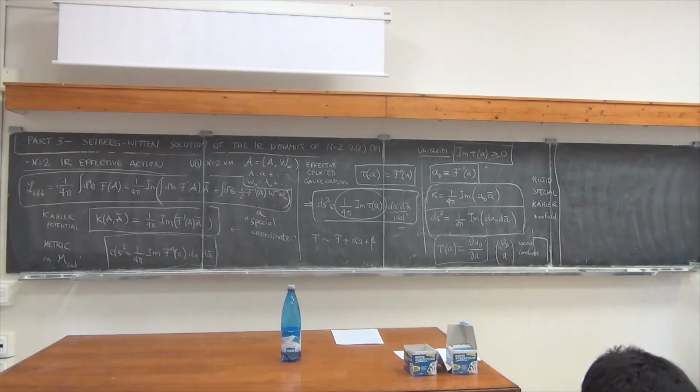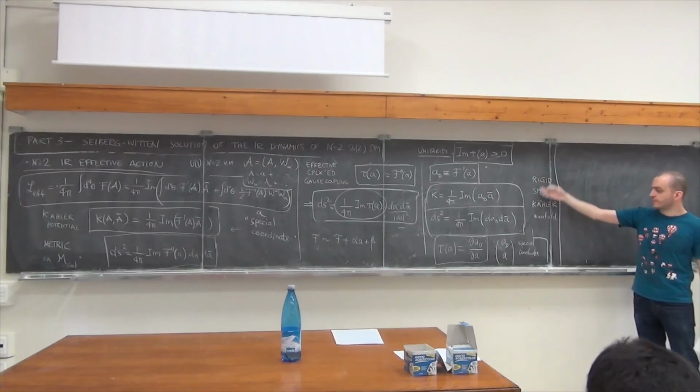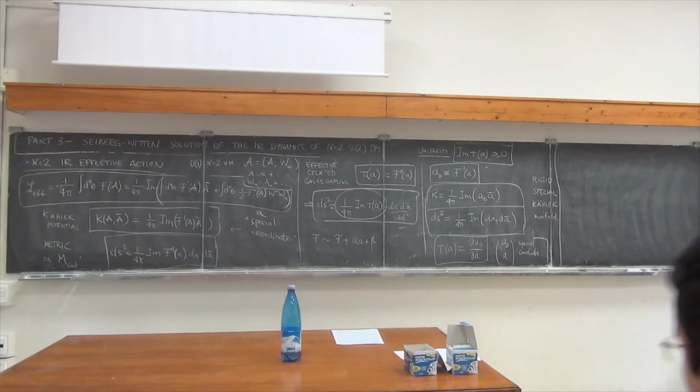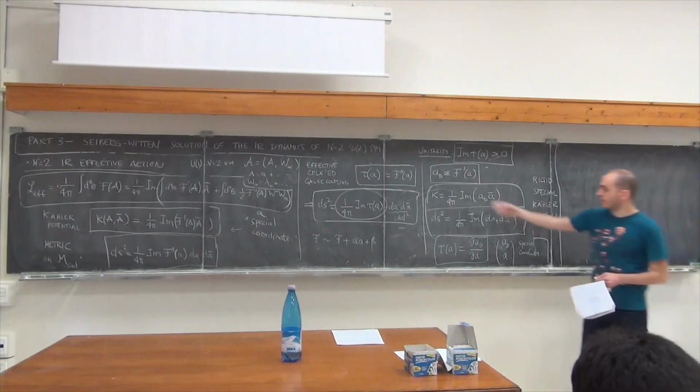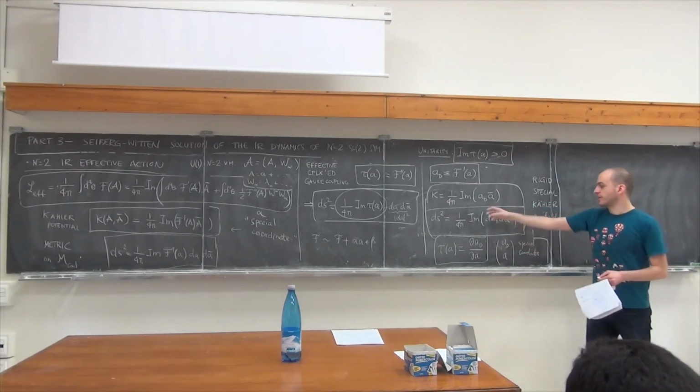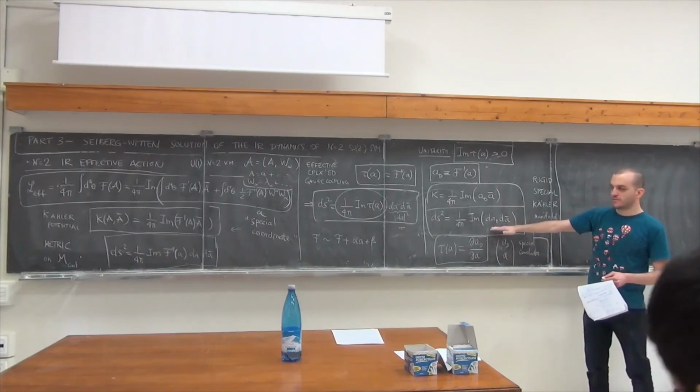So this is the geometry of the Coulomb branch. It's a rigid special Kähler manifold, meaning that you can introduce a coordinate and the dual coordinate, which is derived from the prepotential, such that the metric takes this form.